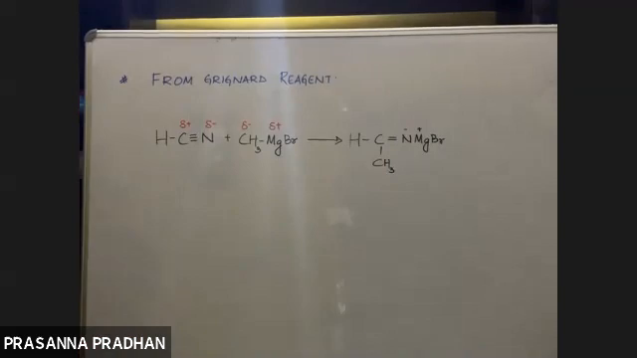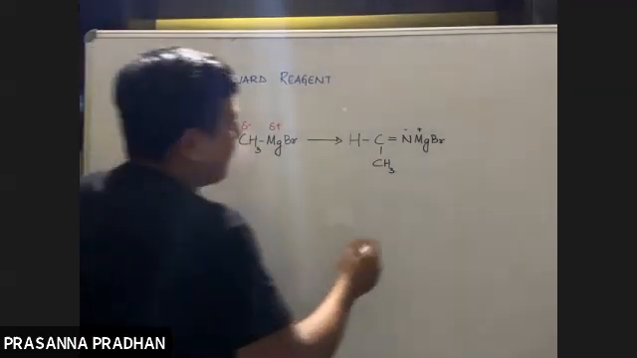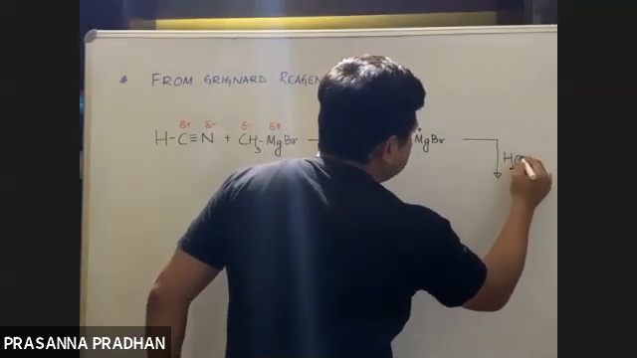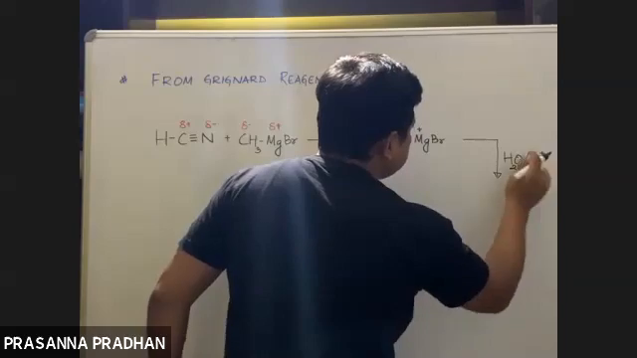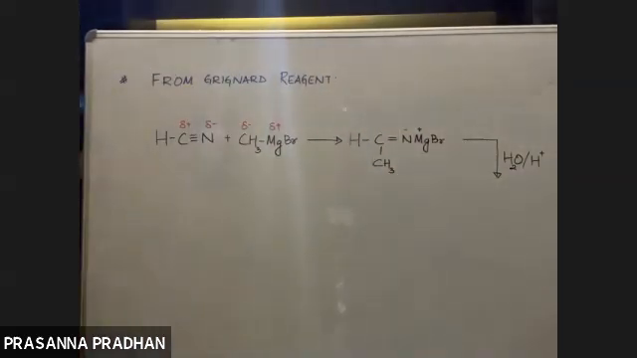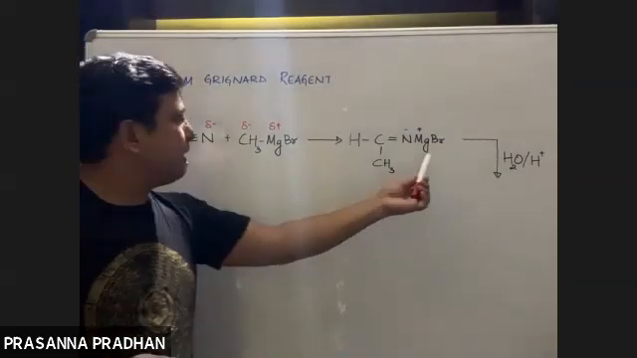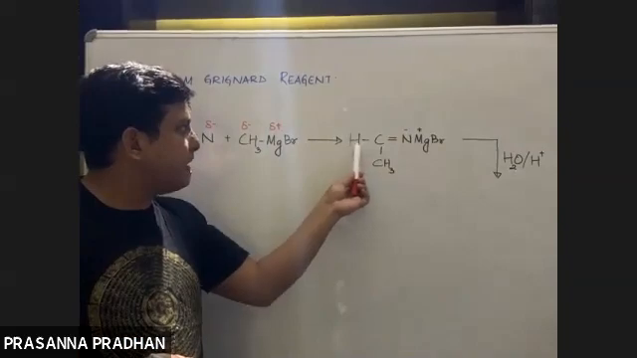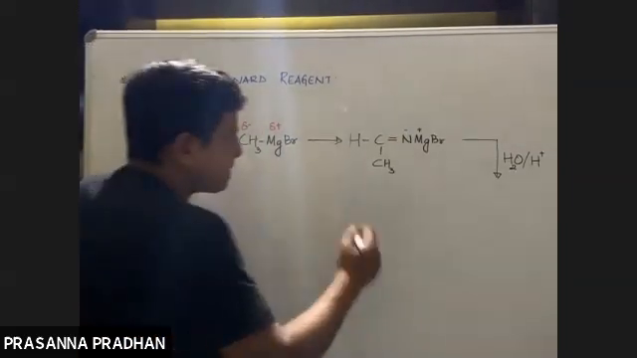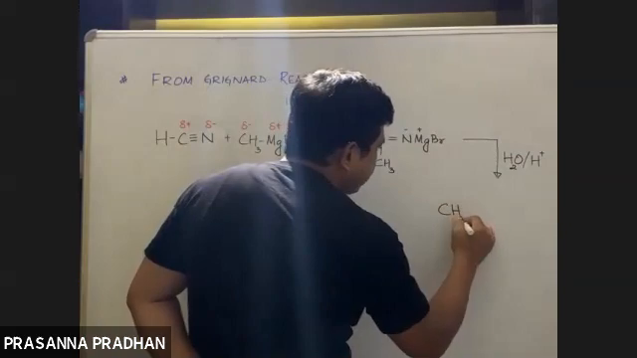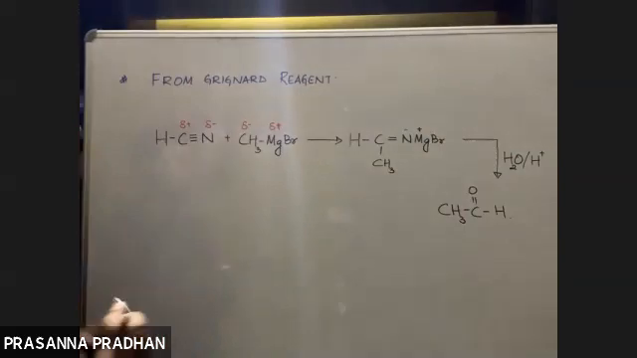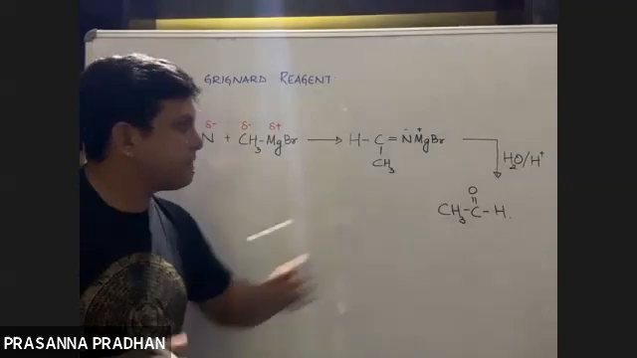Okay. Now, if I hydrolyze this in presence of an acidic hydrolysis, then again out here, this whole thing, N MgBr, will be replaced by oxygen. So what do I get? CH3CH double bond O. Final compound, CH3C double bond OH. I'll get aldehyde like this, from Grignard reagent. So the alkyl group has come from your Grignard reagent.